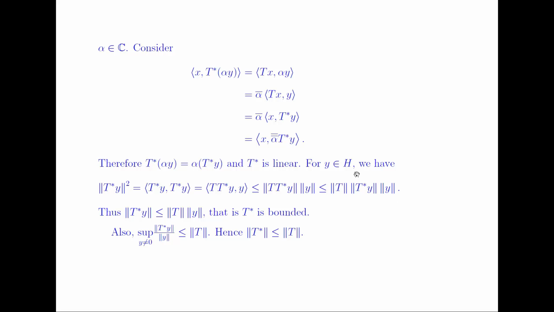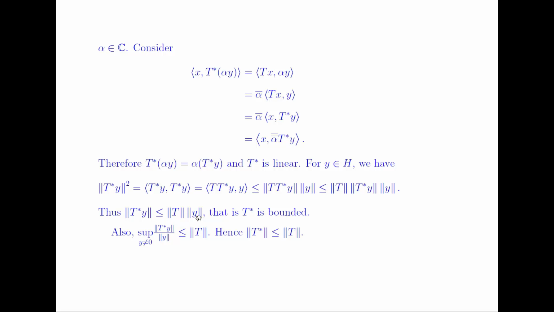So for y belonging to H, the norm of T star of y squared is equal to the inner product of T star y comma T star y, by the definition of a norm and the inner product. This is equal to T T star y comma y. And by using the CS inequality, this is less than or equal to the norm of T T star y into the norm of y, which is further, because here T is bounded, less than or equal to the norm of T into the norm of T star y into the norm of y. So from here we find that the norm of T star y is less than or equal to the norm of T into the norm of y.